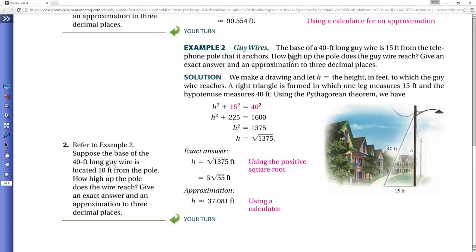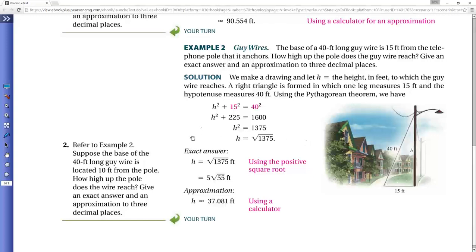Well, let's make a drawing of this thing so we can draw in the triangle. And what they're looking for here again is they know that this wire is 40 feet and that this is 15 feet from the pole is where it's anchored onto the ground. They want to know what's the height of the pole to the guy line attachment to the pole, not the entire pole. So what we have here is H is a leg, and 15 is a leg, and 40 is a hypotenuse.